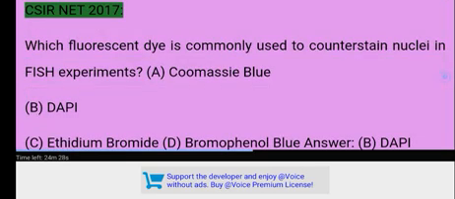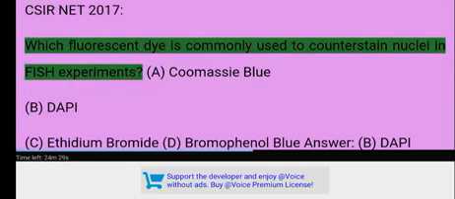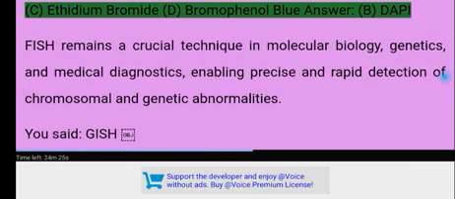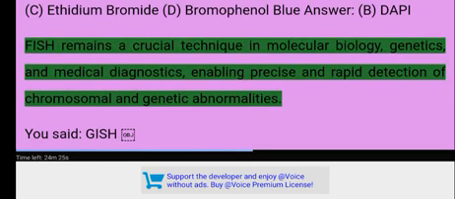CSIR-NET 2017. Which fluorescent dye is commonly used to counterstain nuclei in FISH experiments? A. Coomassie blue. B. DAPI. C. Ethidium bromide. D. Bromophenol blue. Answer: B. DAPI. FISH remains a crucial technique in molecular biology, genetics, and medical diagnostics, enabling precise and rapid detection of chromosomal and genetic abnormalities.